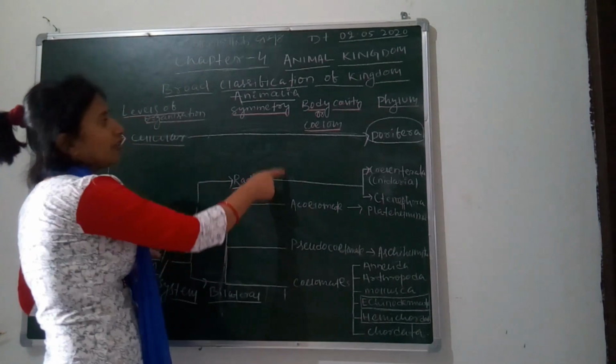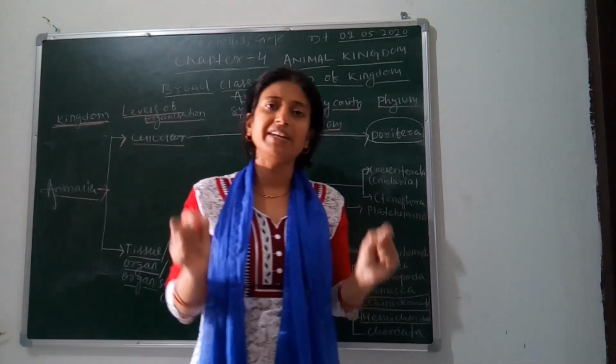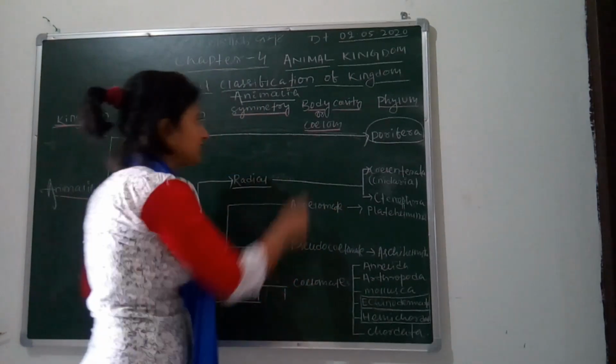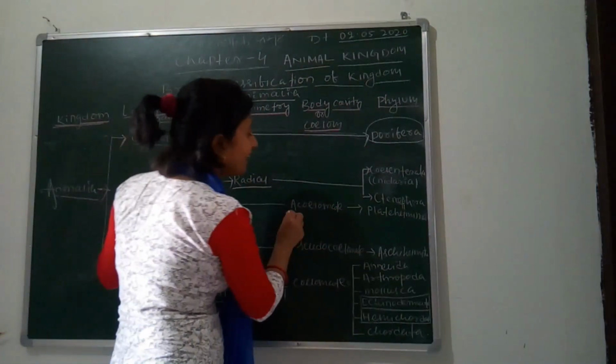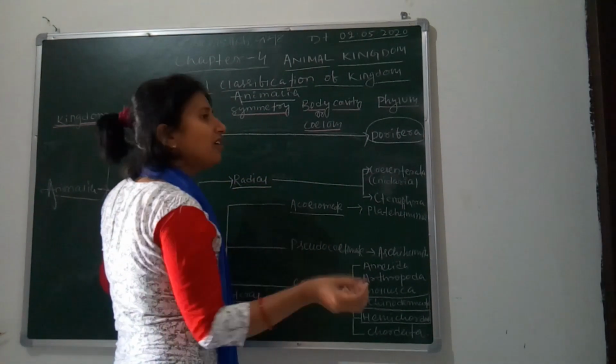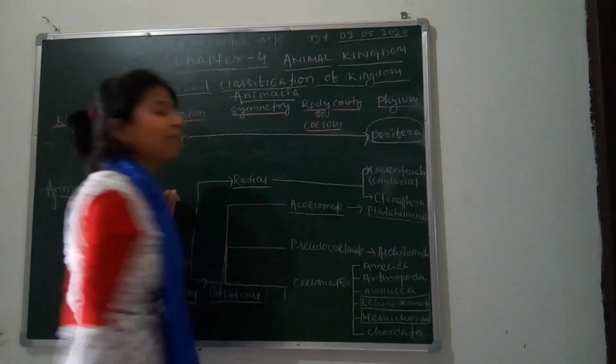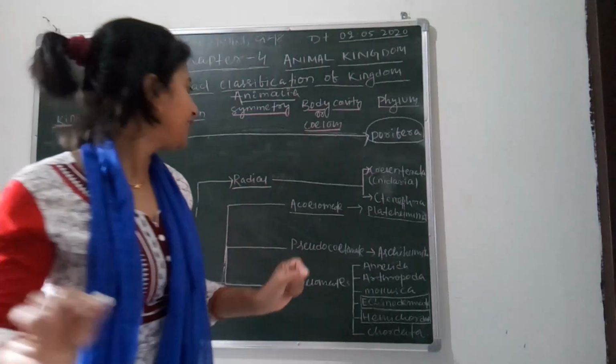Next, according to coelom. Coelom means cavity, whether the organism has a body cavity or not. On this basis, the organism is again divided into acoelomate, meaning no coelom or no body cavity is present, that is Platyhelminthes. The species of Platyhelminthes have no body cavity.